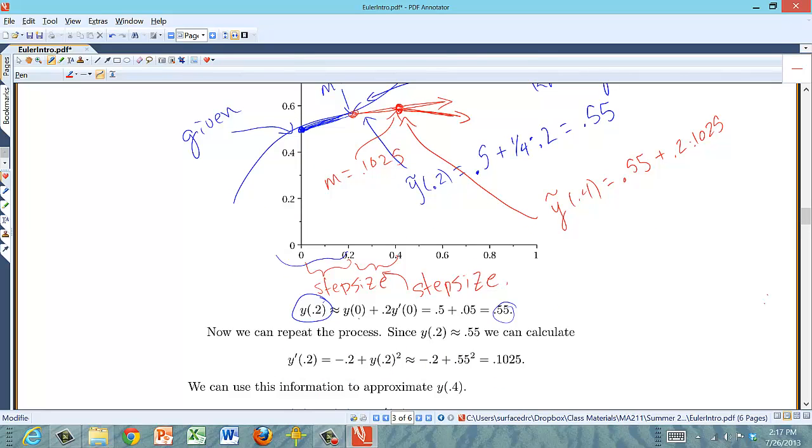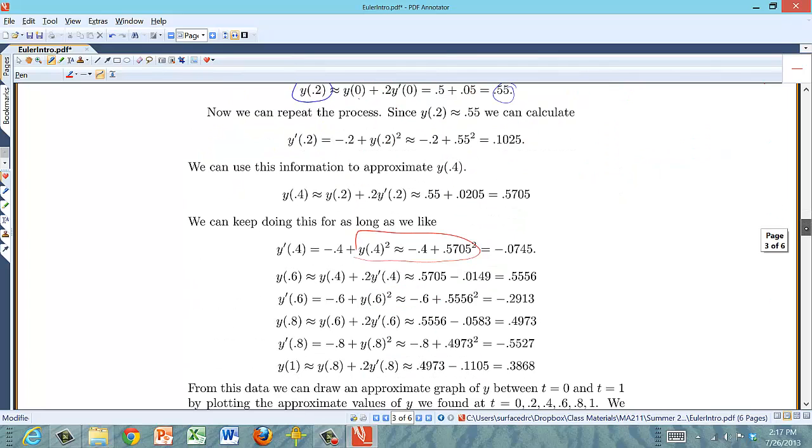And once I have the slope of my solution at time point 4, I can use again the tangent line approximation and get an approximate value at time point 6. And then once I have the approximate value at time point 6, I can go ahead and calculate the derivative at time point 6, and so on and so forth. And I just decided to quit. I approximated my solution out to time 1.